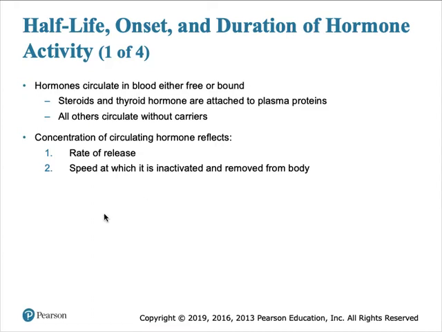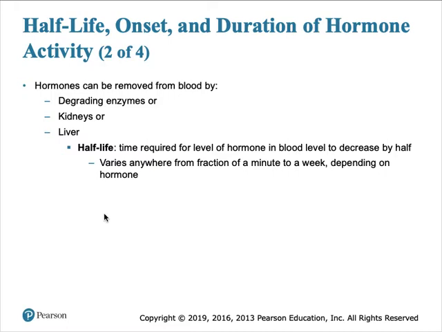The concentration of circulating hormone is going to be affected by the amount of release, so how much hormone is produced and put into the bloodstream, and then the speed at which the body removes that hormone. So how much we produce versus how much we take out of the bloodstream. Hormones can be removed from the blood by degrading enzymes, by the kidneys, or by the liver. We call the half-life the time required for the level of hormone in the blood to decrease by half. For example, let's say that we have 3,000 molecules of a certain hormone in the blood. How long does it take us to get to 1,500 molecules?